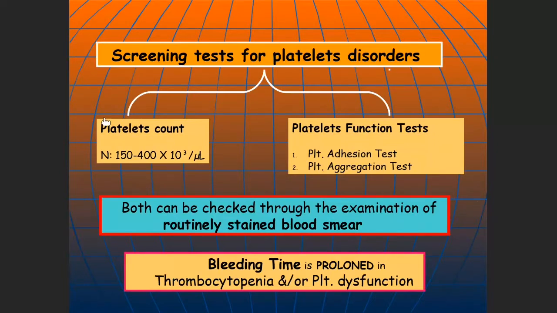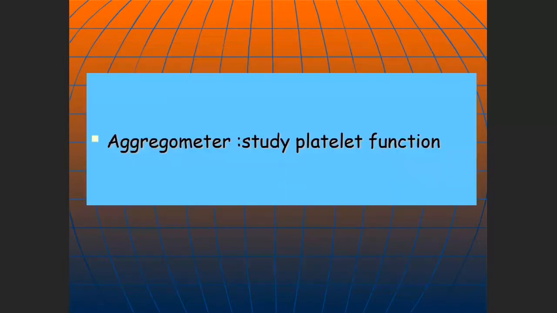If we have low platelet count, which is thrombocytopenia, and if we have abnormal platelet function or platelet dysfunction, then the bleeding time will be prolonged. Okay? Low platelet count and disturbed platelet function will cause prolonged bleeding time. Okay, the aggregometer is a device which is used to study platelet function, to study platelet adhesion and aggregation.